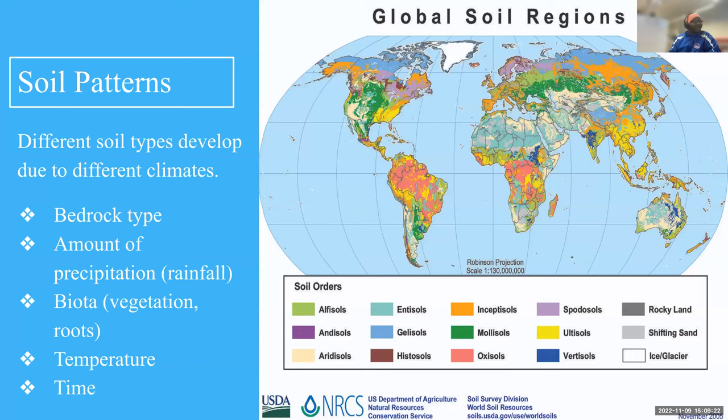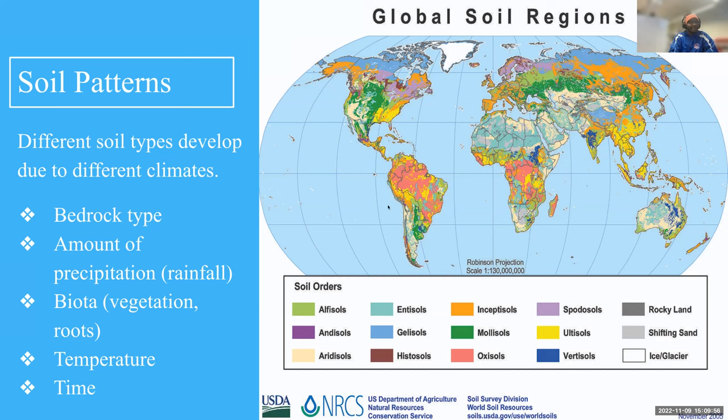Then to talk of soil patterns. Soil patterns tend to vary across the globe. For example, if you look at the Sahara Desert and the Arctic, those two regions won't have the same soil structure or soil properties. This occurs due to the bedrock type. The bedrock is the rock regarded as the parent material of the soil, because they tend to have different physical properties. Another one is the amount of precipitation, because precipitation tends to vary.